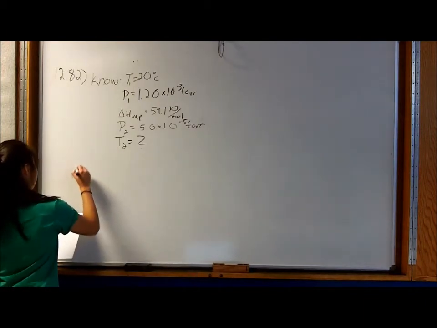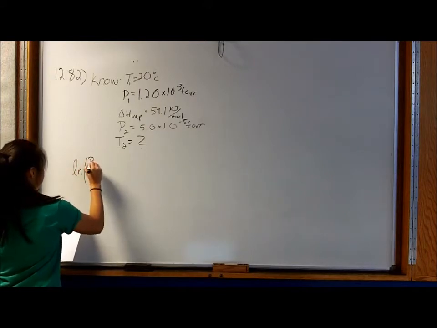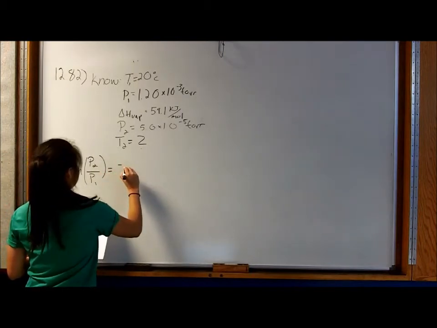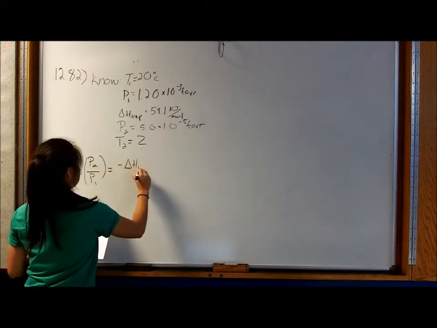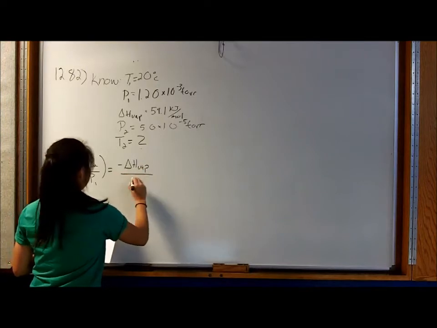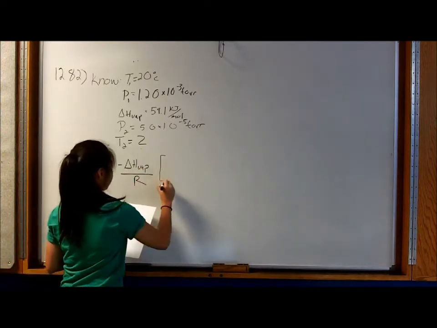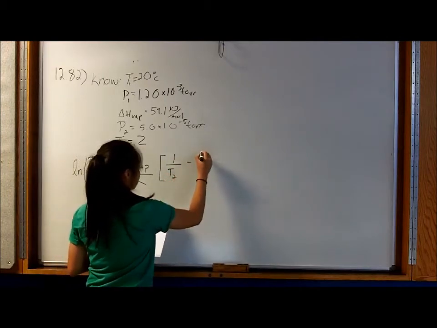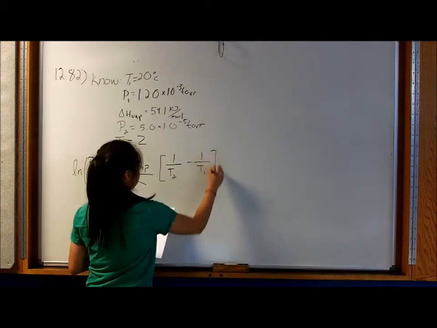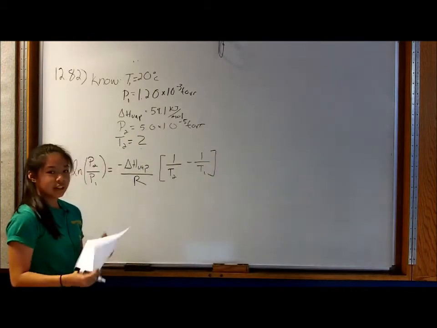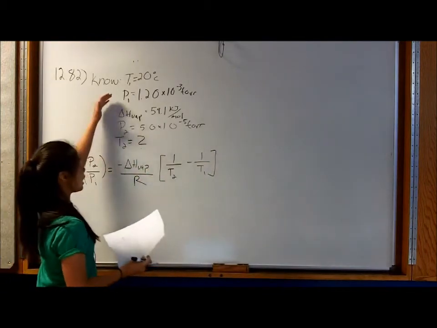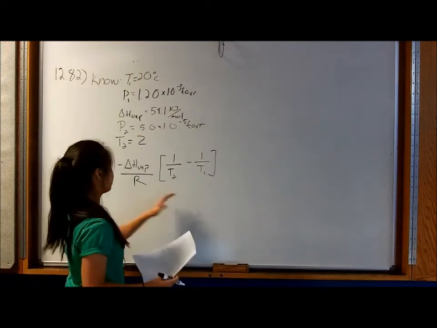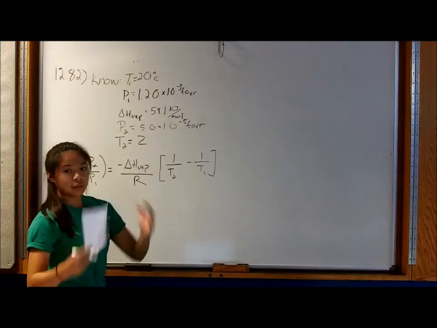So it's ln of P2 over P1 equals the negative value of the heat of vaporization divided by an R value multiplied by the inverse of T2 minus the inverse of T1. All right, so now that we look at this equation, we can see that we actually have essentially all these units. But before we put these units in, let's look at what we have to convert.